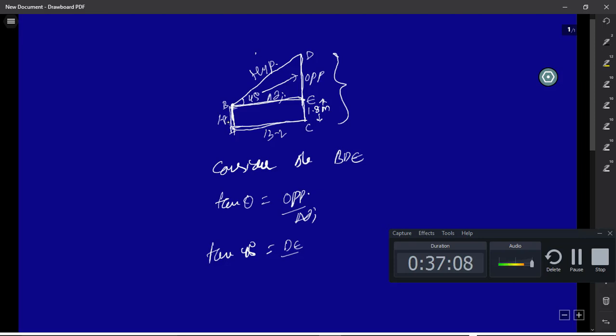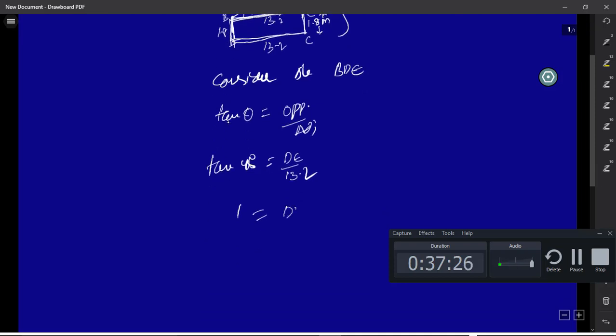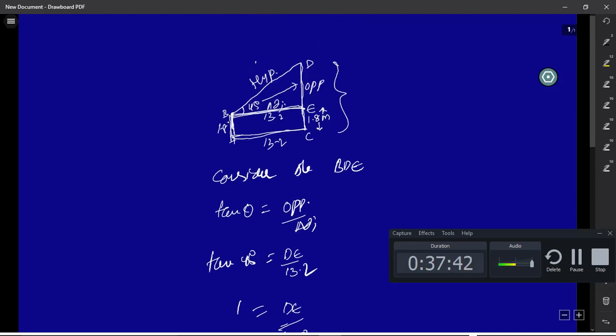So opposite side DE, I don't know, so I'm writing DE as it is, by adjacent side. See, ABC becomes a rectangle, right? So if this is 13.2, then this also should be 13.2. Opposite sides of a rectangle should be equal. So my adjacent side now is 13.2. Tan 45, we know value of tan 45 is 1. So DE should be 1 into 13.2. So DE is 13.2 meters. So this measurement is 13.2.